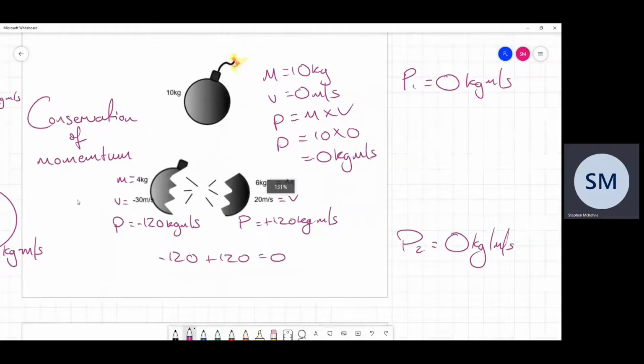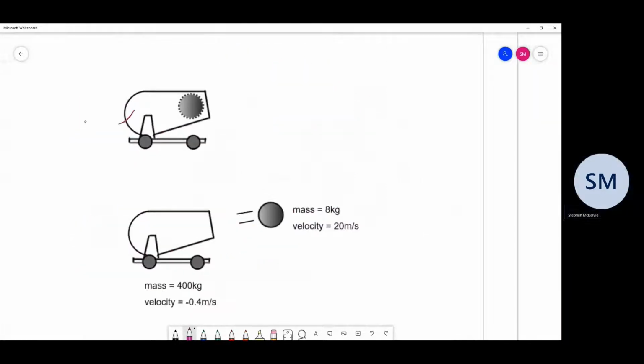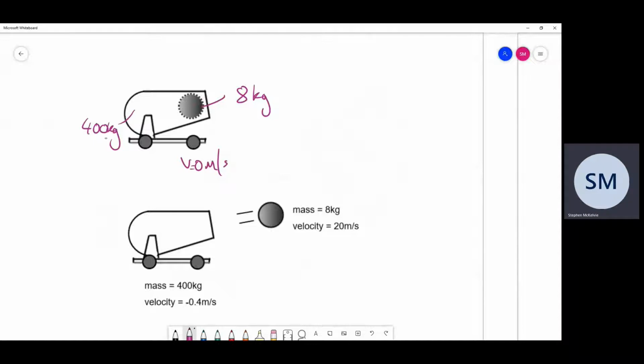Another example, here's a cannonball. I have a cannon of mass 400 kilograms. I have a ball of mass 8 kilograms. The velocity is 0. So the momentum of the cannon is 0. The momentum of the ball is 0. So overall, 0 kilogram meters per second.